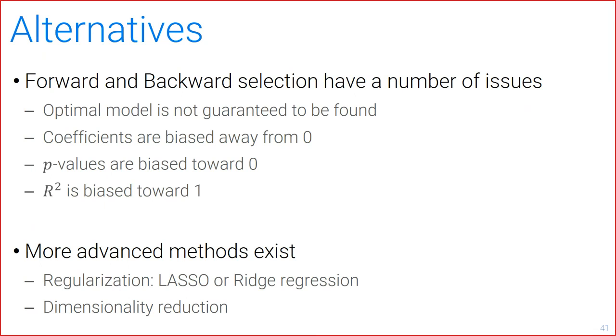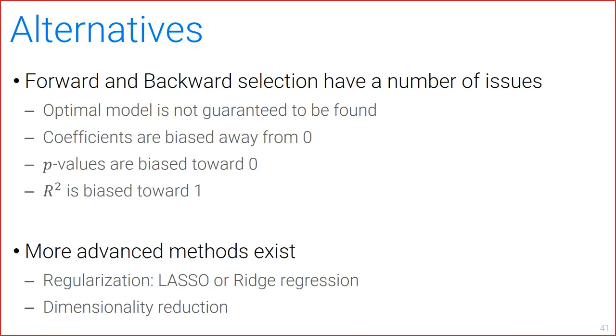And the reason why they are not really recommended is that they have a number of issues. The most important one is that the optimal model is not guaranteed to be found in any way, because the process is what we call greedy, meaning we make the best decision at each point without looking back or looking forward. And so we are not guaranteed to find the optimal model.